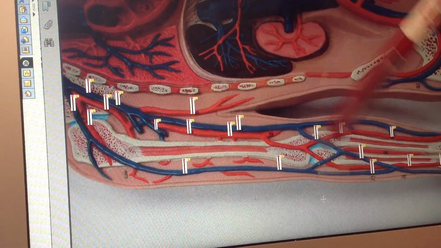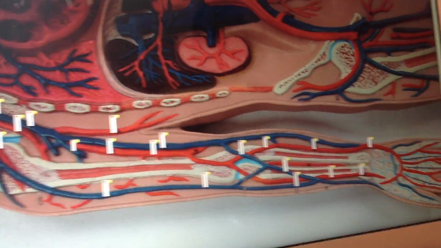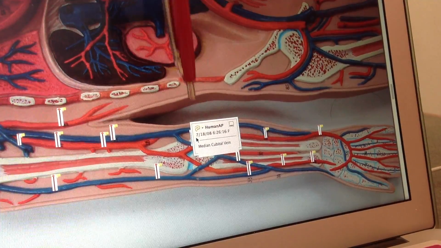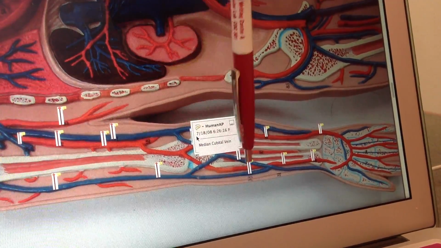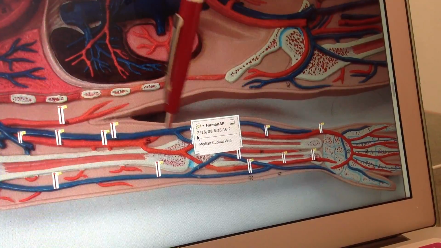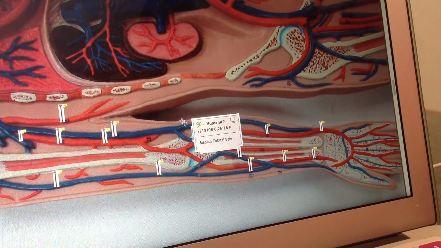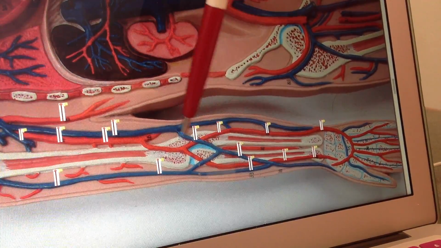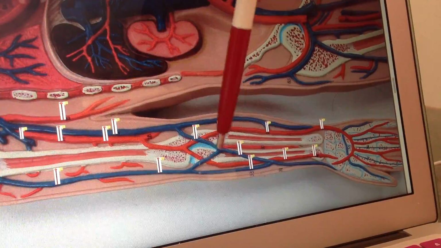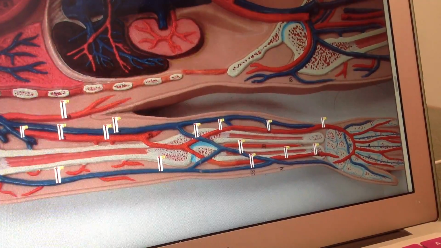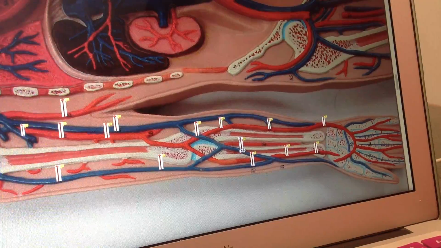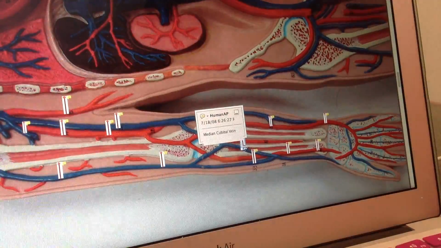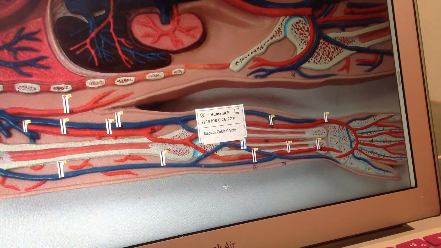Coming down to the elbow region, right here where it crisscrosses is the median cubital vein. So right where it crisscrosses, the median cubital vein. I'm going to show you a better picture of that because the word was in the way. So right here, median cubital vein. It crosses, so it's in the median. Following that down is the median cubital vein. So just remember that whole thing right there is a median cubital vein.